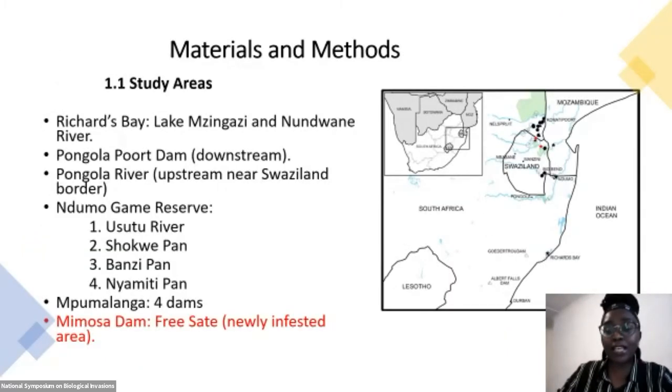These are my study sites, and the Mimosa Dam highlighted in red is basically a newly infested area in Free State, which is invaded by Procambarus clarkii, which clearly shows that the species is expanding its range in the country.